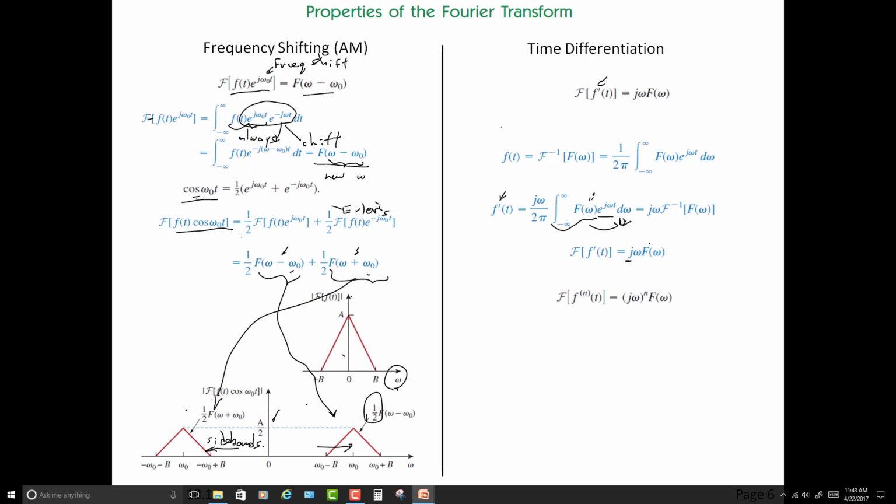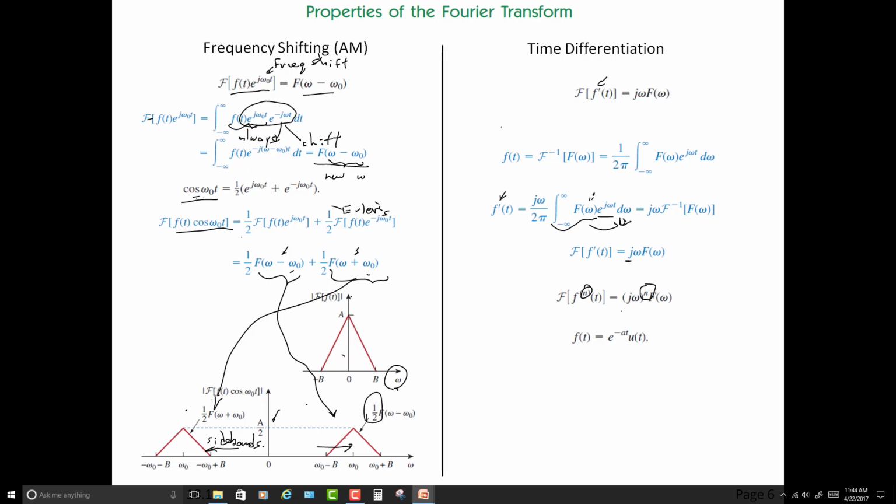The nth derivative, since we're always into the math here, we go on with n. As you might imagine, each derivative function could be treated now as a new function that would then get multiplied by j omega. So the nth derivative is simply going to be the nth power of j omega. All right.